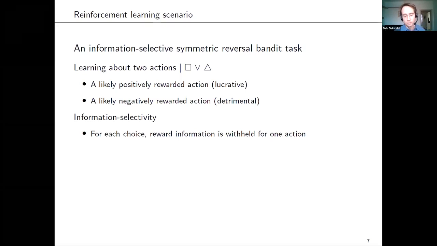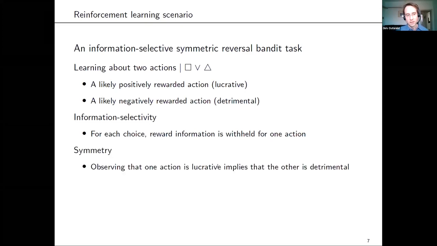One of the crucial manipulations here is that this is an information-selective task. The reward information can sometimes be observed and sometimes not. It's actually the task of the agent to also select whether they want an informative or non-informative action. The task is symmetric, so essentially it's more akin to a one-armed bandit than a two-armed bandit, because whenever you observe something about one action, this implies the symmetric negative for the other action, and it's a dynamic or reversal bandit task.